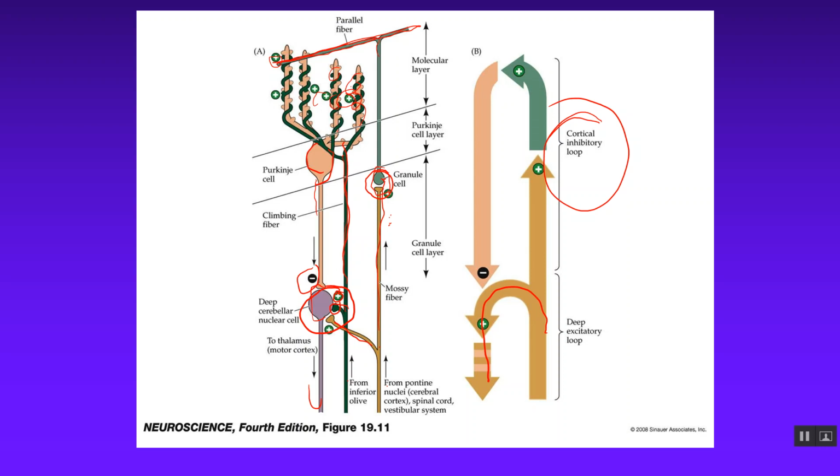So let's wrap it all into one simple statement here. Climbing fibers help to adjust the sensitivity. So climbing fibers, the inferior olivary nucleus, help to adjust the resting sensitivity of the Purkinje cell, which is always inhibitory. The mossy fibers bring in information from the body, okay? And they then influence the Purkinje cells at any given moment. And we have that deep excitatory loop and that cortical inhibitory loop.